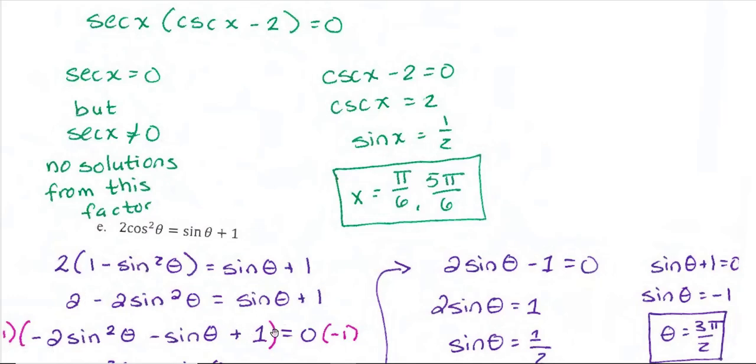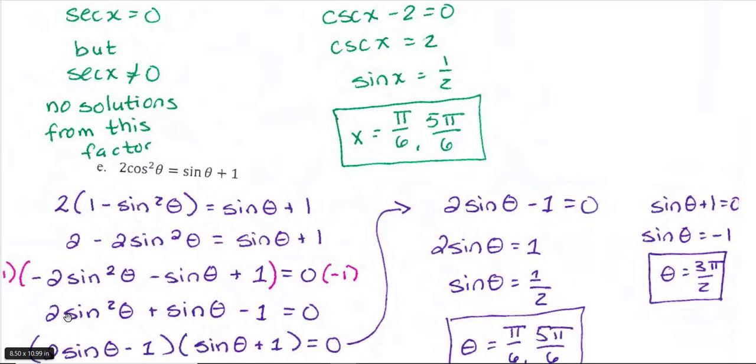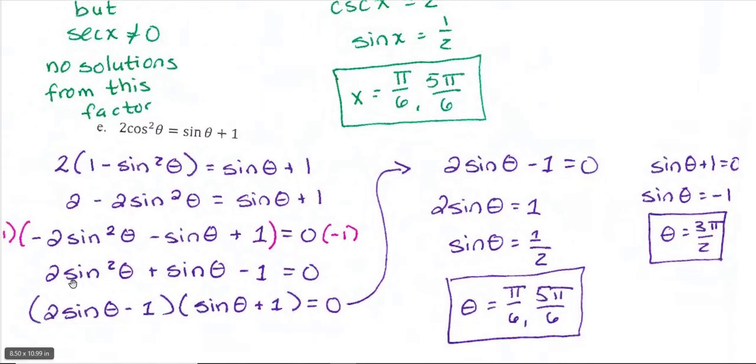My next step is to factor, though, and I don't like factoring when the leading coefficient is negative, so this is a perfectly balanced equation, and you can do whatever you want to an equation as long as you do it to both sides. So I'm going to multiply both sides by a negative 1. So when I distribute that negative 1, that becomes a positive 2 sine squared of theta plus sine of theta minus 1 equals 0 times negative 1 is 0. So now this is going to factor into 2 sine of theta minus 1 times sine of theta plus 1, and I can set those factors equal to 0.